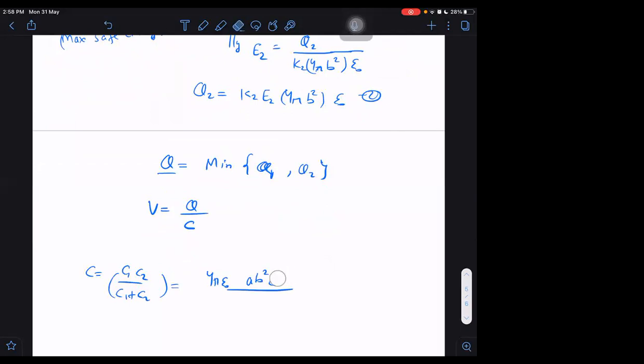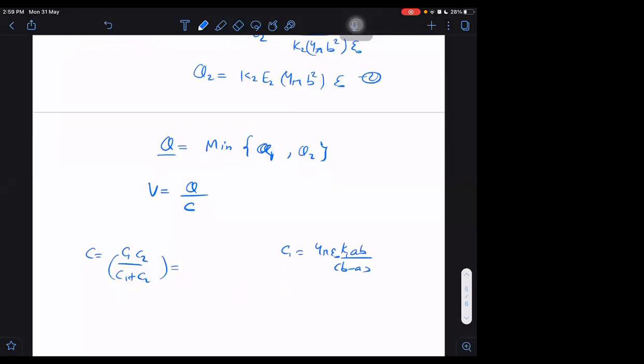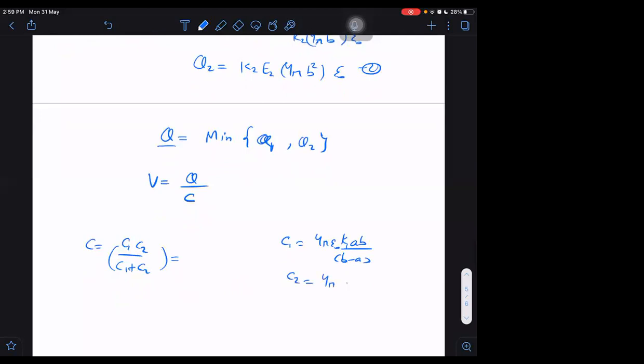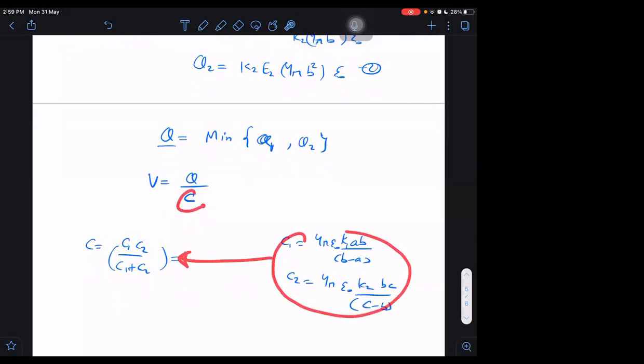No, it is different. It is much more complicated than that, with 3 shells. The reason is C1 itself is 4 pi epsilon naught into K1 into AB upon B minus A, and similarly C2 is 4 pi epsilon naught into K2 into BC upon C minus B. So don't think this will be a simple expression. But anyway, we can get C. Once we know C and we know Q, we can get the voltage which we can apply. So can you do it now?